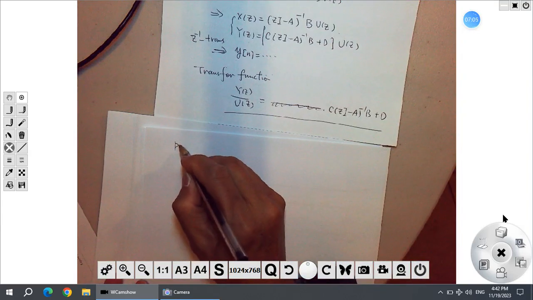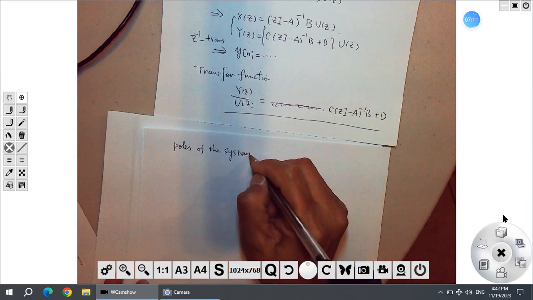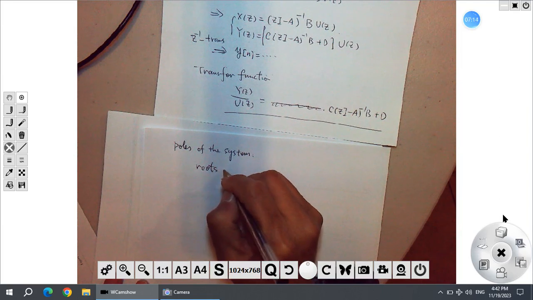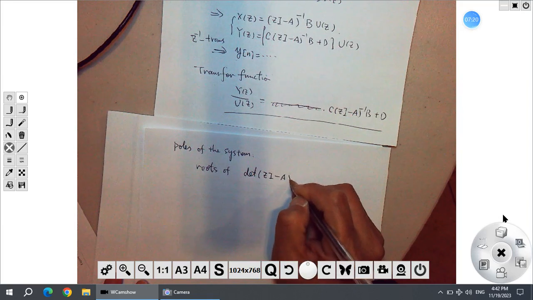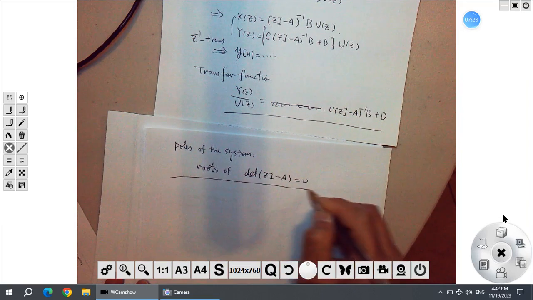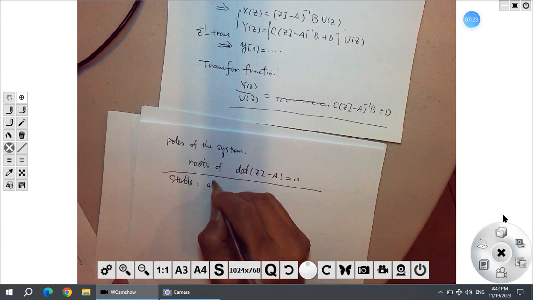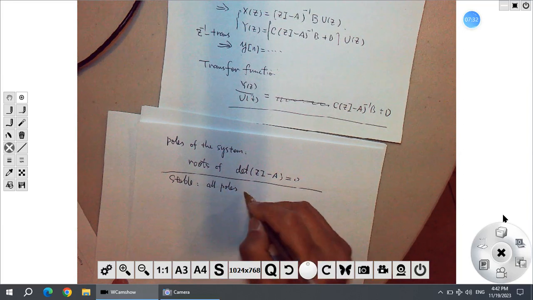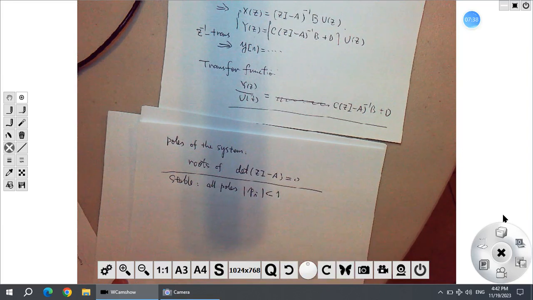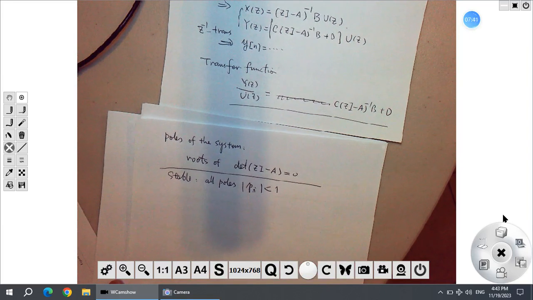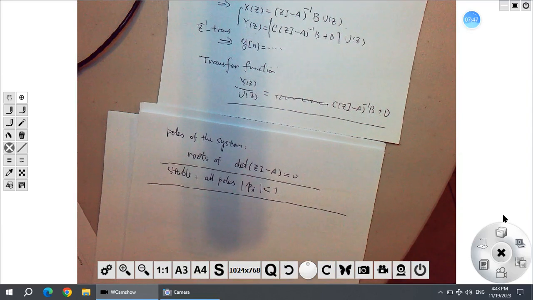Poles of the system are roots of determinant of zI minus A equal to 0. Okay. And for the system to be stable, all poles p_i must have absolute value smaller than 1. Right? This is the condition for stability. In general it's like this.